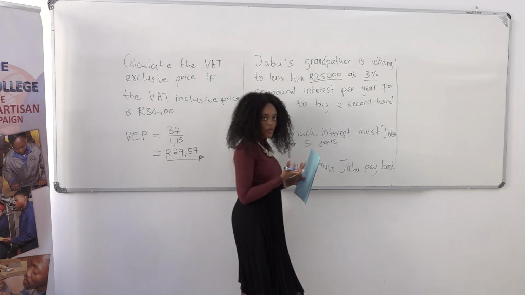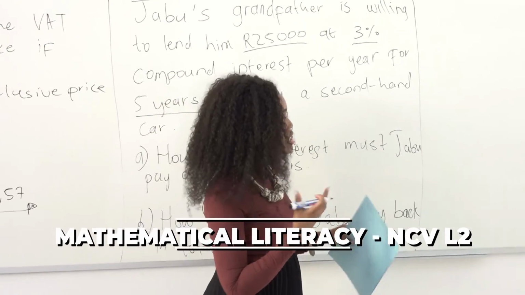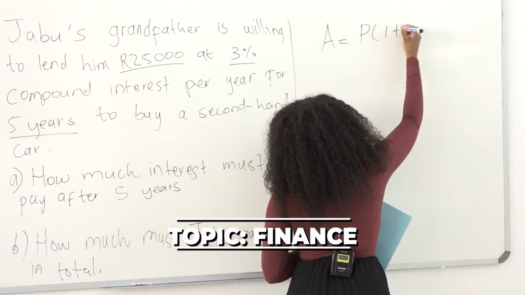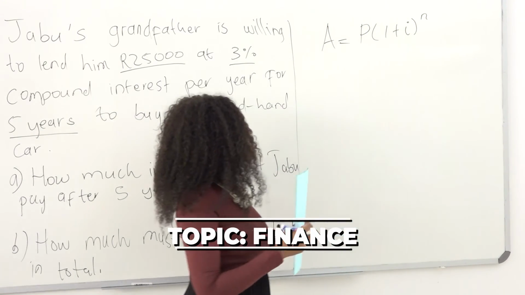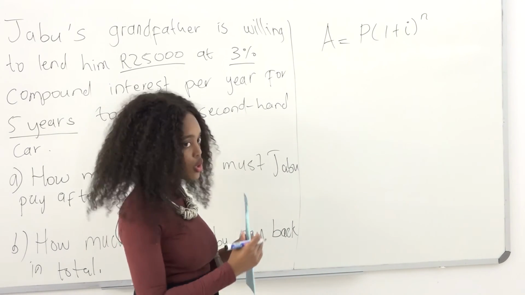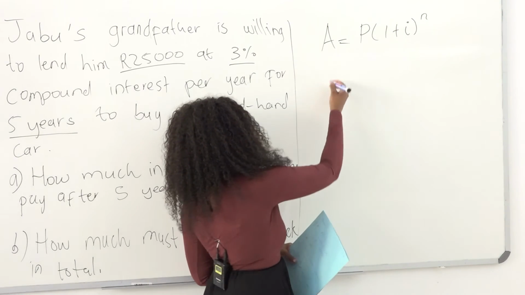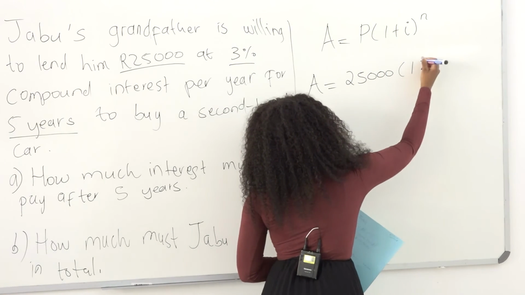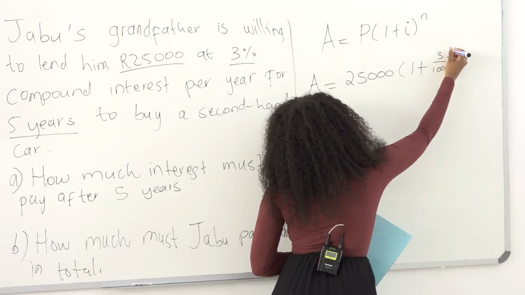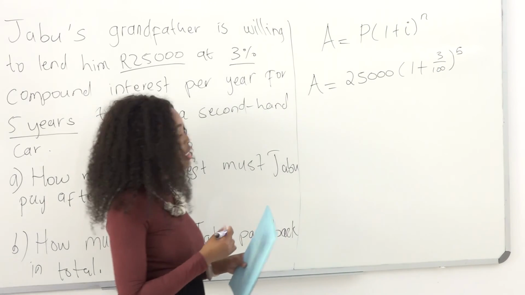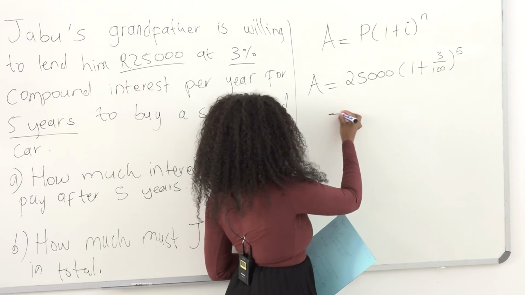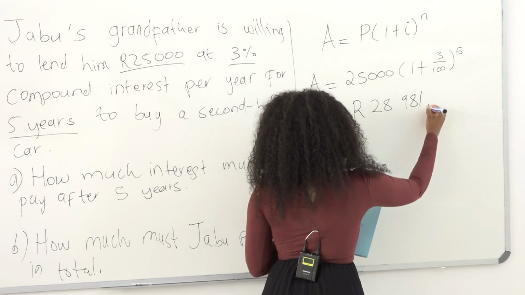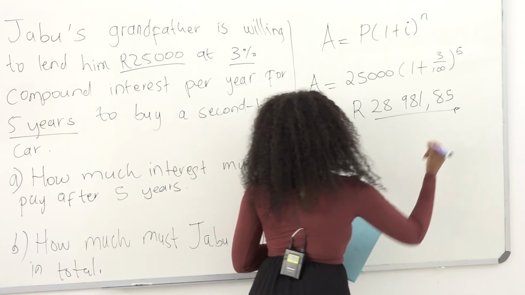So we can use the short method, but however, we are looking for interest. So this is how we can do it. We can start by looking for the total amount using the short formula, which is given by A is equivalent to P open bracket 1 plus I close bracket to the power N. So we substitute our information to say P is 25,000 open bracket 1 plus 3/100 close bracket to the power 5, which is our period. So when we punch our calculator, we get the total answer to be 28,981.85.